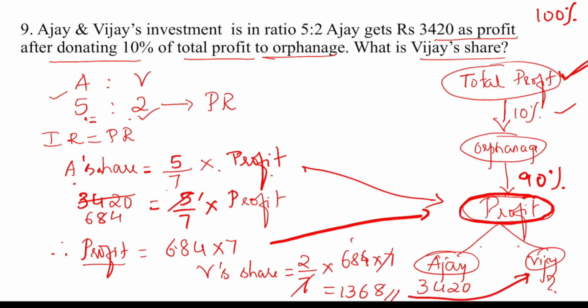That will be Vijay's share. So no need of calculating all these things. They have given them just for confusing sake. 10% they gave for the orphanage and all, no need of finding out these things. So directly we can find out this profit and what is shared between these both. Okay, next problem.